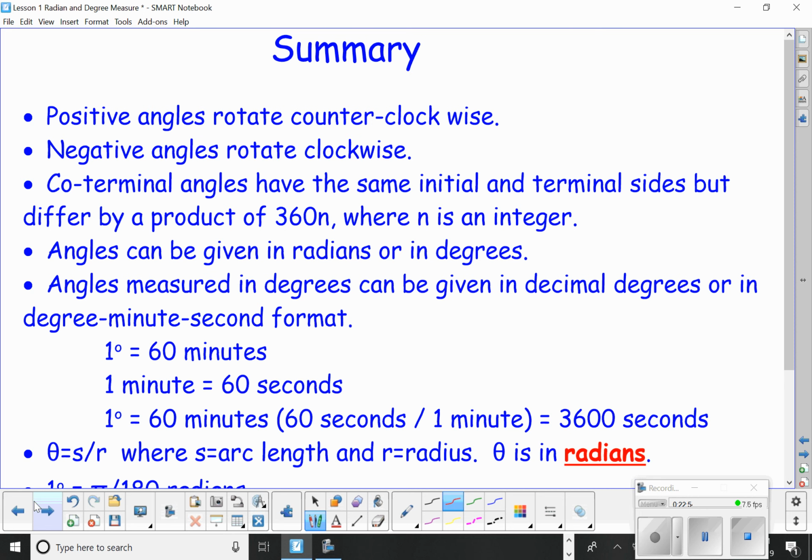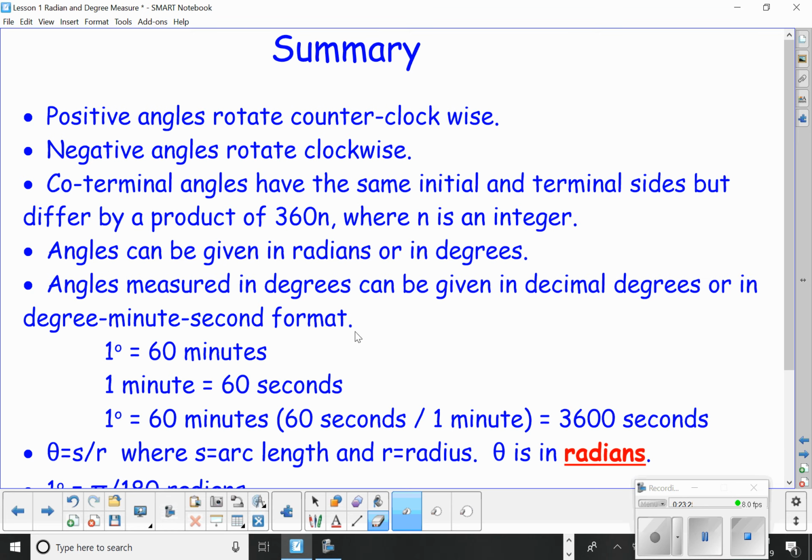In summary, positive angles rotate counterclockwise. Negative angles rotate clockwise. Coterminal angles have the same initial and terminal sides, but differ by a product of 360n, where n is an integer. Angles can be given in radians or in degrees. Angles measured in degrees can be given in decimal degrees or in degree, minute, second format.